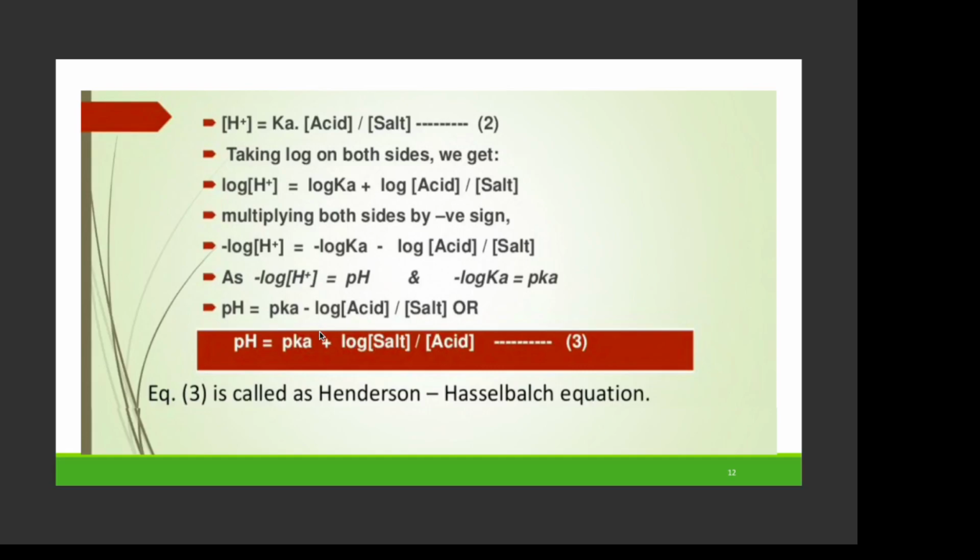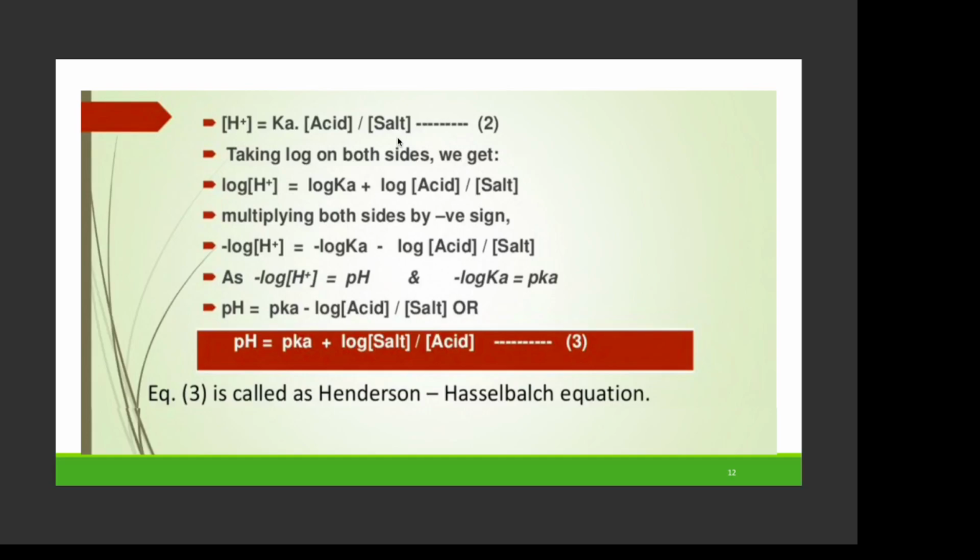After that, as we know, the A minus, the anion, has come from the salt related to the acid. Then we will replace it with the concentration of acid and concentration of salt by expressing it inside the third bracket, and later on we will take log on both sides. Then it will be log H plus equals log Ka. Ka means the dissociation rate of acid, plus log acid divided by salt.